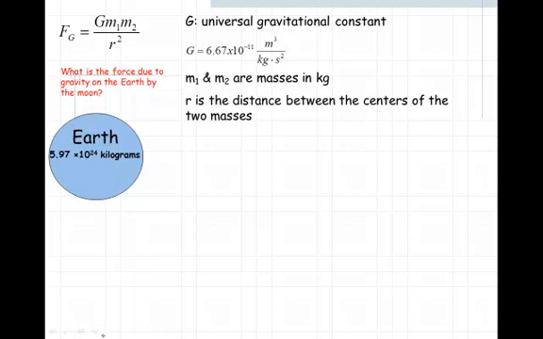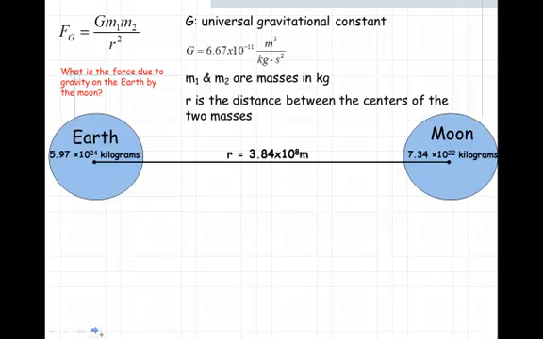Let's draw out the Earth first. The Earth is roughly 5.97 times 10 to the 24th kilograms. The Moon is 7.34 times 10 to the 22nd kilograms. And they're about 3.84 times 10 to the 8th meters apart.